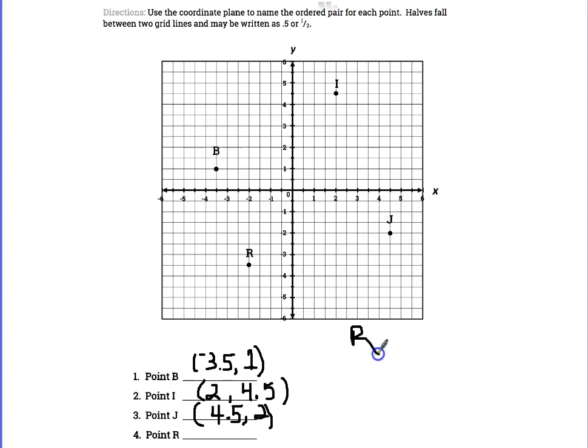So I have my coordinates for x and y for J, and that leaves me only with R. And I'm going to write R over here, because that's going to be hard for you to see. And again, I'm going to find my x coordinate first. I'm going to follow this vertical line up, and I can see that this is at -2 on the x-axis. I'm going to go back to the point, and follow this horizontal line across. And I can see that this is -3.5 on the y-axis.